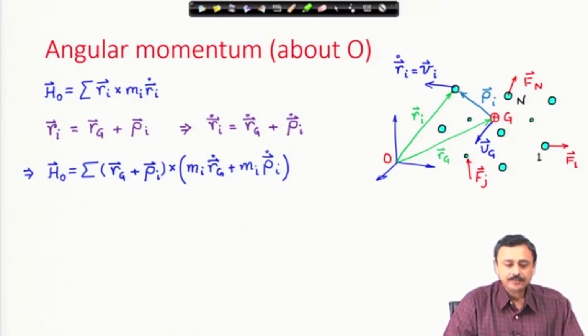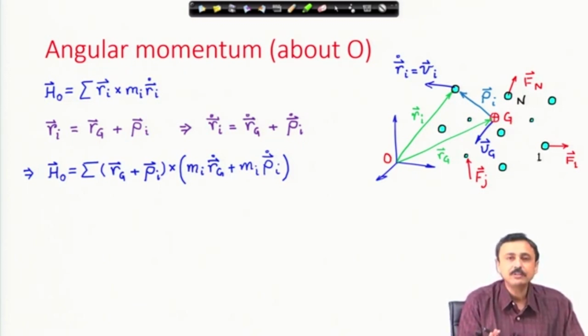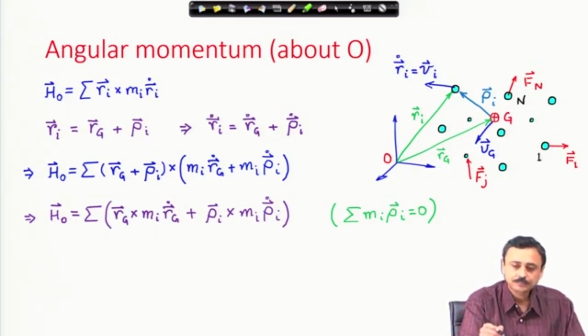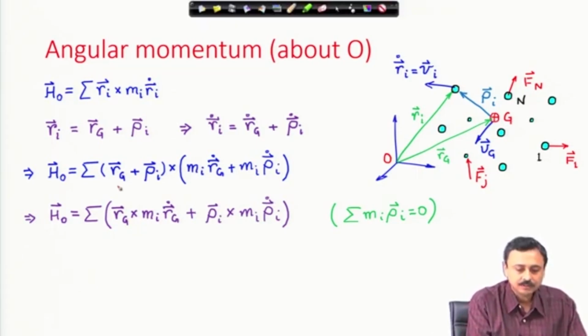Then I have these bracketed terms. Now, I will open up these brackets and simplify. And when I do this simplification, I always remember that the summation of m_i rho_i is 0. The first term, for example, r_G cross m_i r_G dot, we have it here.